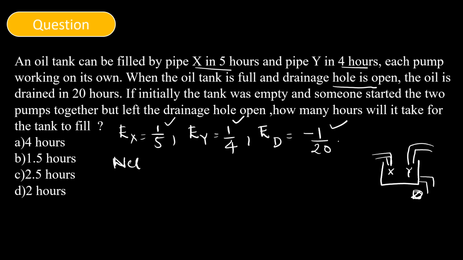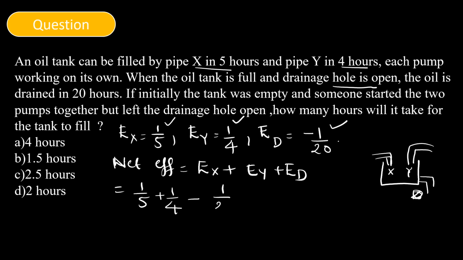So the net efficiency is equal to EX plus EY plus ED, that is 1 by 5 plus 1 by 4 minus 1 by 20. Taking 20 as the LCM, this is (4 plus 5 minus 1) by 20, which is 8 by 20, or 2 by 5. Now this is the net efficiency.